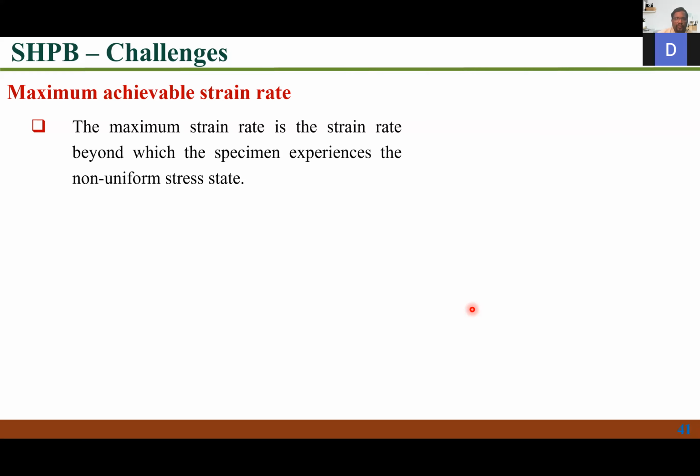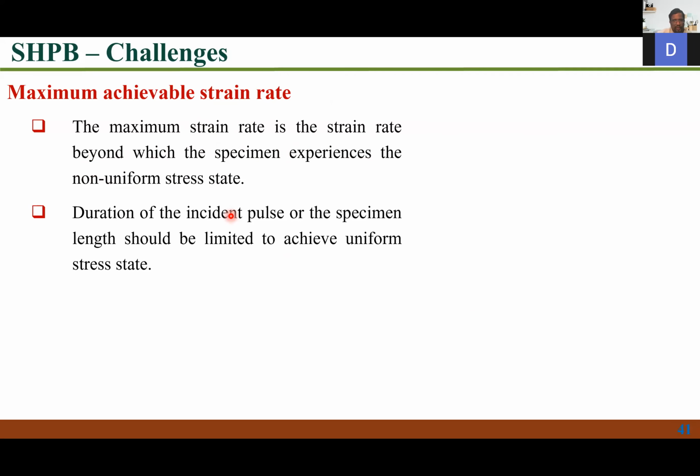We also have to be very careful about the maximum strain rate that you can apply using this setup. The maximum achievable strain rate is the rate beyond which the specimen will not be in a uniform stress state. If I apply more than this rate, the material will be under a non-uniform stress state. And the duration of the incident pulse or the specimen length has to be limited to achieve a uniform stress state.